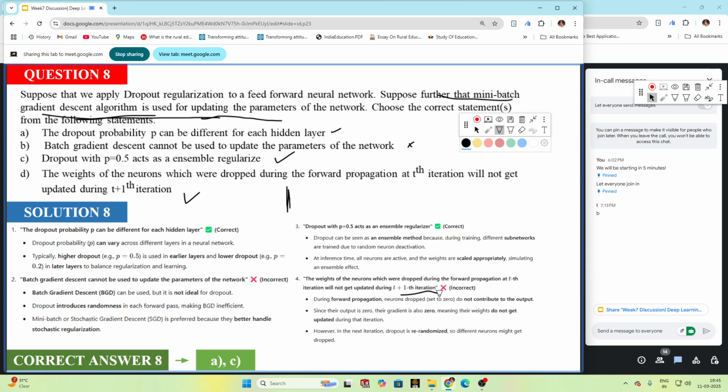So for one network, if a unit is dropped at iteration t, it will not get updated at iteration t plus 1. So for one network this is correct, but if we compare many networks, the dropout is re-randomized, so that is why for many networks it is incorrect. So C, D, if we are talking about many networks only, then it is incorrect. If we are talking about one network, this is correct. So I think A, C and D according to me are right.